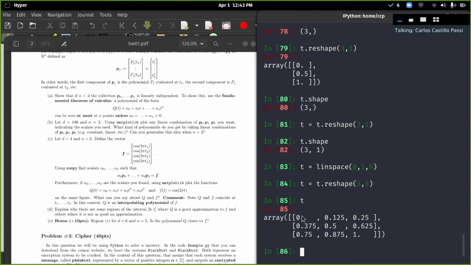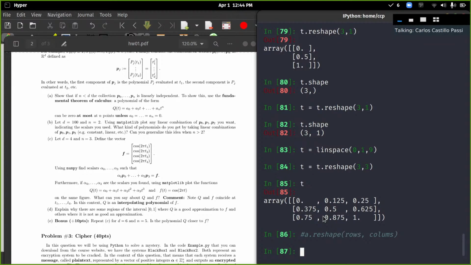So previously it was a vector, and now I am reshaping it as a matrix. That's how the reshape function works. You need to specify the number of rows and the number of columns you want for the new array. So array.reshape, you need to specify the number of rows and columns.